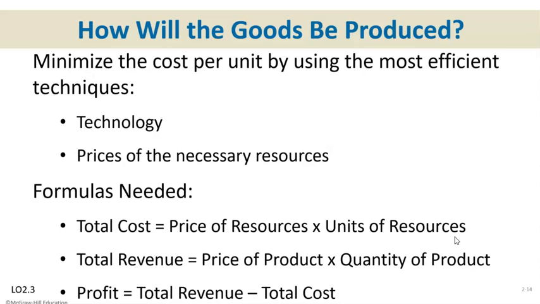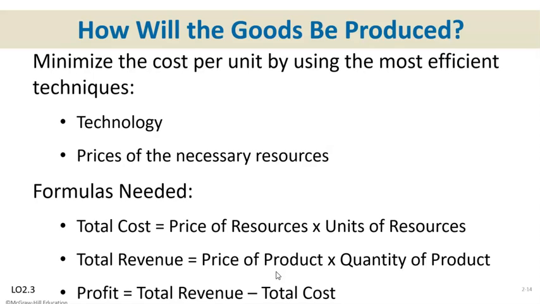Along with finding the least cost production technique, we're also going to be solving for the total revenue that the company is earning. And the total revenue, remember, revenue is the amount of money that they bring in from selling their product. So you're going to take the amount of the product that they sold, that's the quantity of the product, and multiply by the price of the product. So how many they sold times the amount that they sold each one for will give you the revenue.